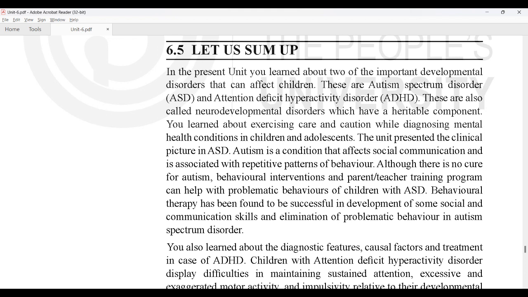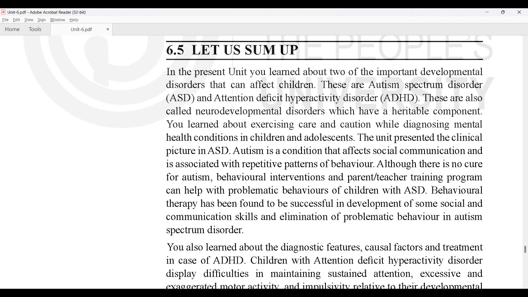The unit presented the clinical picture in ASD. Autism is a condition that affects social communication and is associated with repetitive patterns of behavior. Although there is no cure for autism, behavioral interventions and parent/teacher training programs can help with problematic behaviors of children with ASD. Behavioral therapy has been found to be successful in development of some social and communication skills and elimination of problematic behavior in autism spectrum disorder.